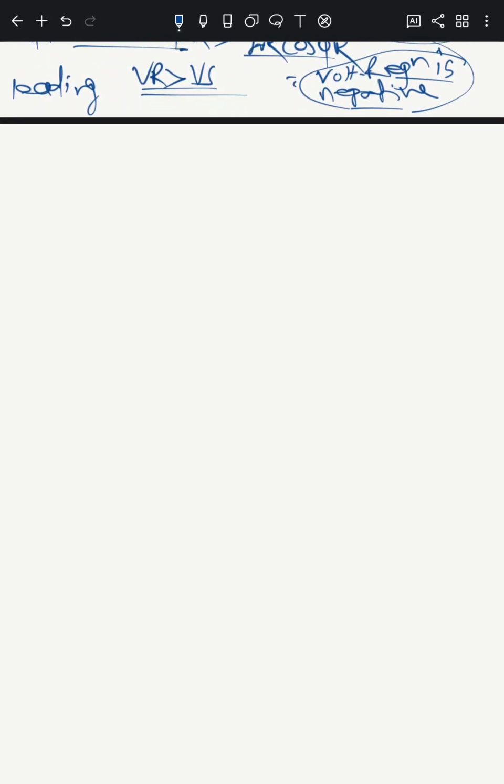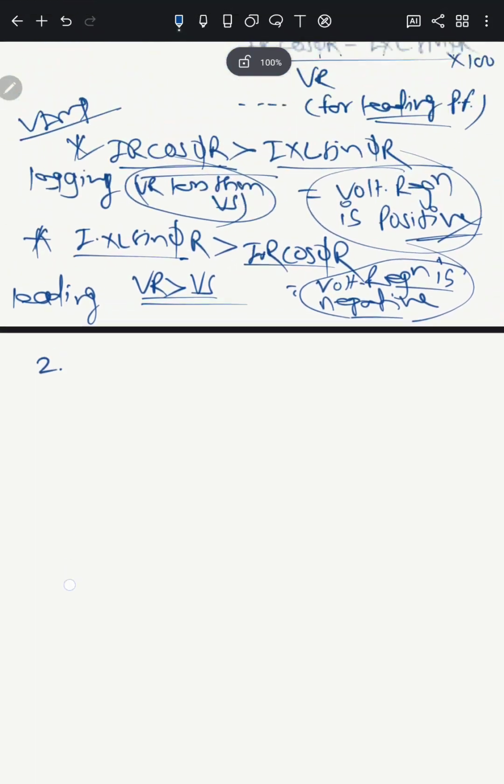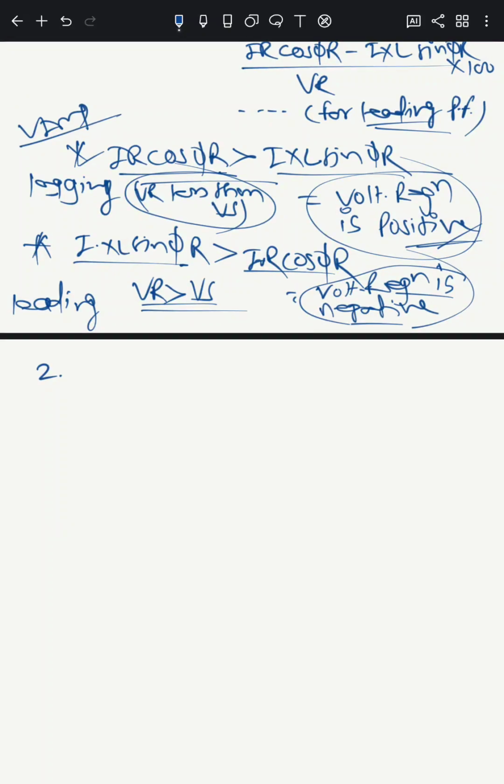Now considering point number 2, effect on transmission efficiency.